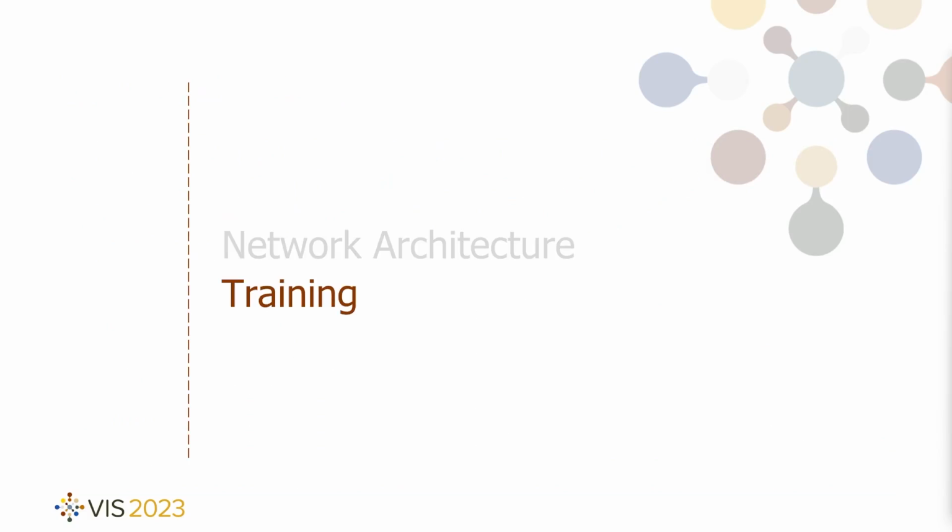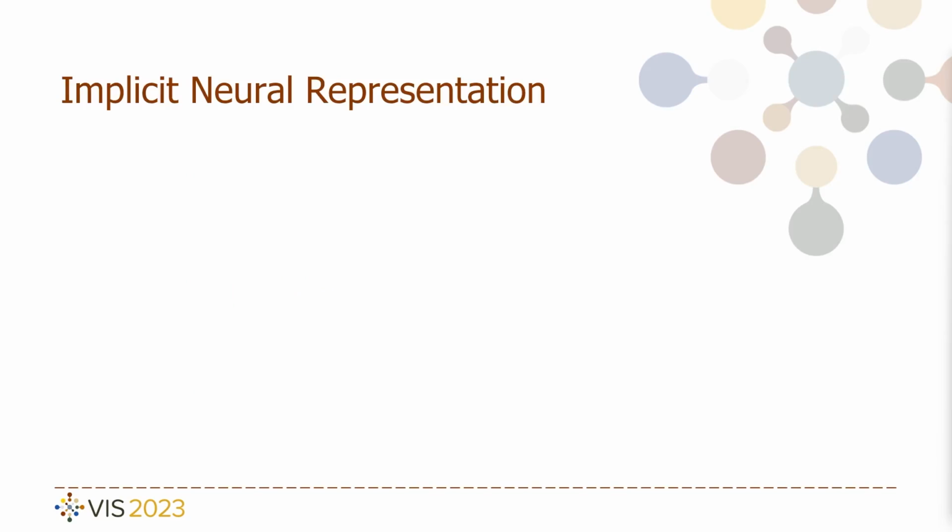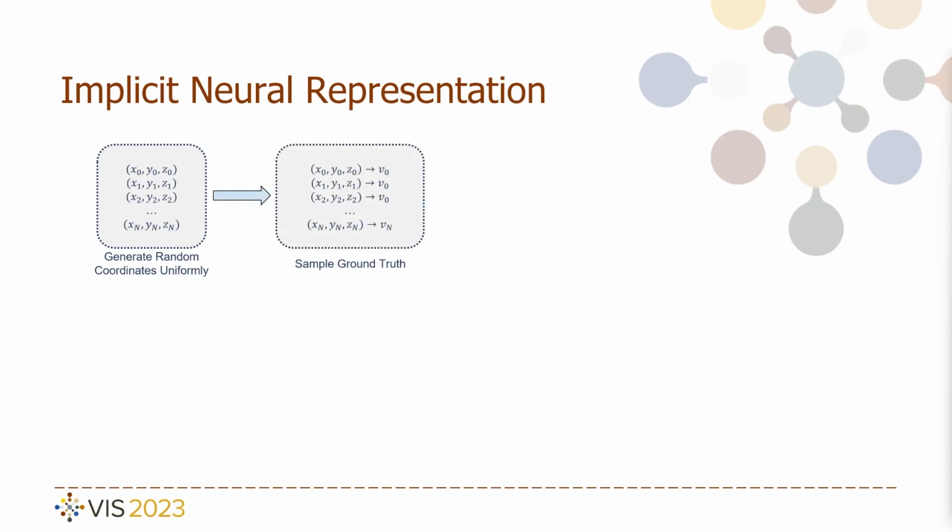Now, with the foundation laid, let's delve deeper into the intricacies of our training process and understand how it brings our innovations to life. To train a neural representation for volumetric data, our process is threefold. First, we generate random coordinates uniformly within the domain of interest. Next, we sample these coordinates using the ground truth volume to obtain coordinate value pairs. These pairs then serve as the training data to optimize our neural network.